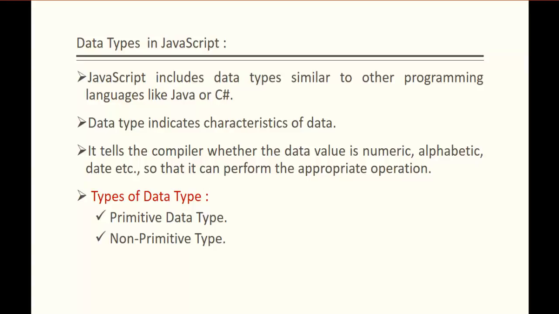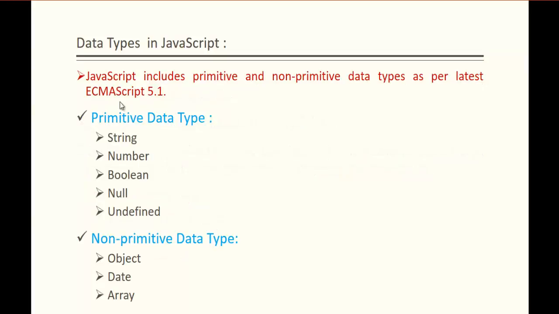Coming to the types of data type, in JavaScript, data types are classified into two types. They are primitive data type and non-primitive data type. JavaScript includes primitive and non-primitive data types as per ECMAScript 5.1. Under the primitive data type, we have string, number, boolean, null, and undefined data types. And under the non-primitive data type, we have object, date, and array.